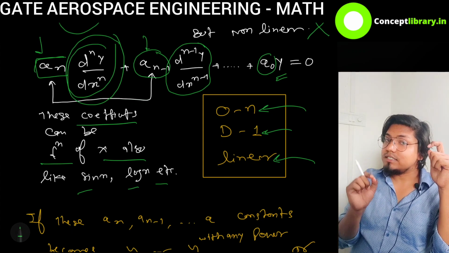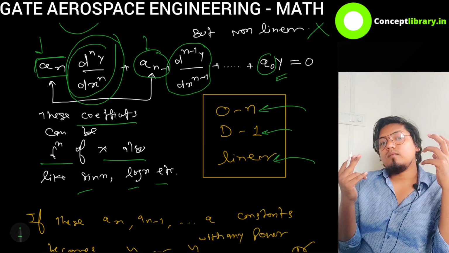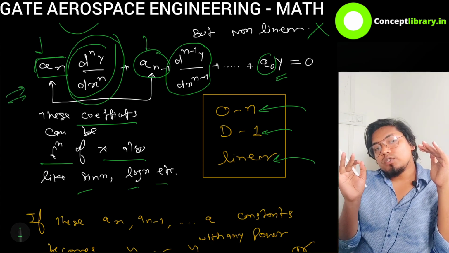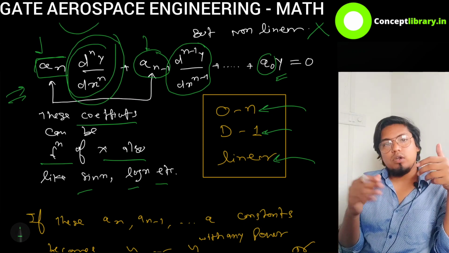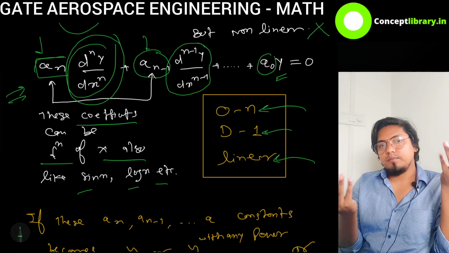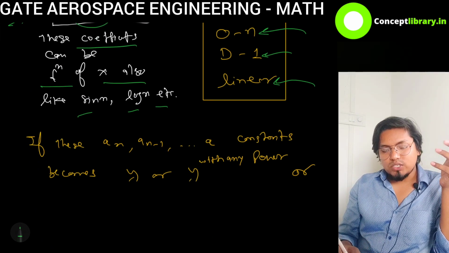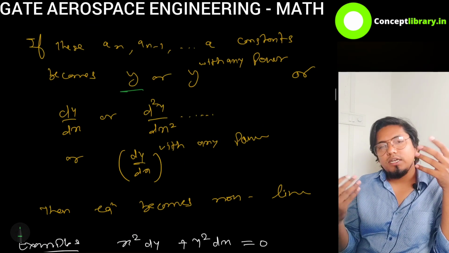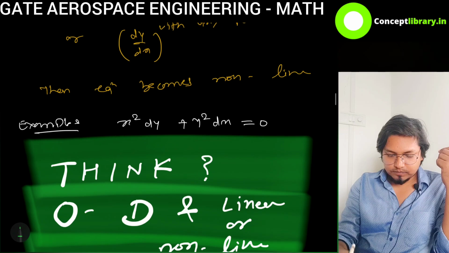Linear, in which case is it linear? These constants are not... it is a very good polynomial. First of all, it is a very good polynomial. So these constants are only either functions of x or normal arbitrary constants, right? Once they become y or y square, any power of y, or dy by dx, or any power of dy by dx or d2y by dx, then it will become a non-linear equation.